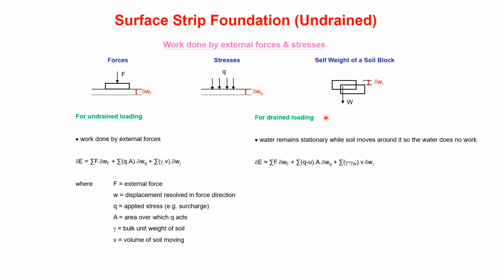I won't go through it, but if you were to go to drained loading, then the water in the soil remains stationary while the soil particles move around it. So the water does no work. We won't do this, but just for your interest, the force element part of the summation remains the same. But when you consider stresses, you need to subtract pore pressure, and when you consider the unit weight, you have to subtract the unit weight of the water, because as the block moves, the water remains stationary.